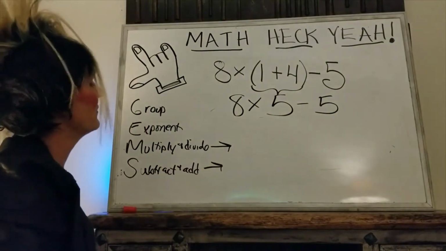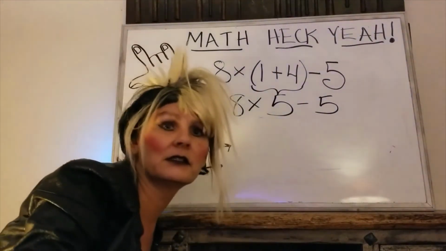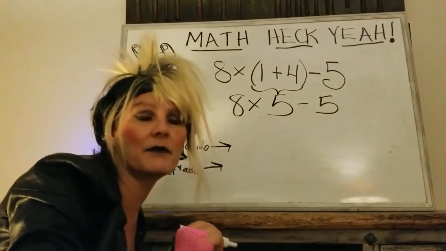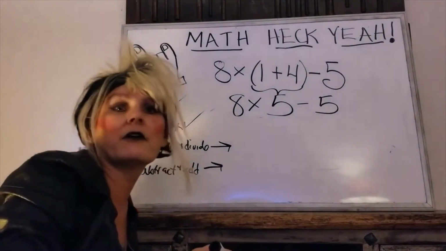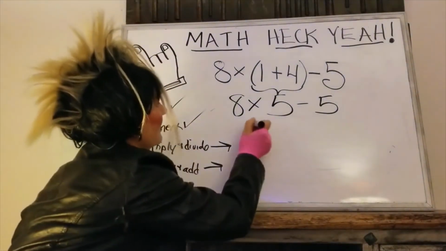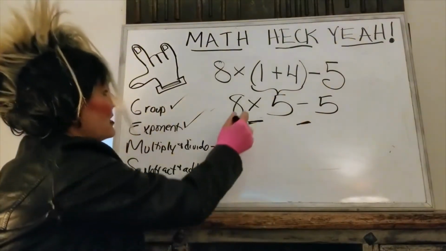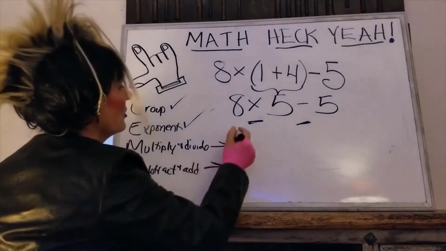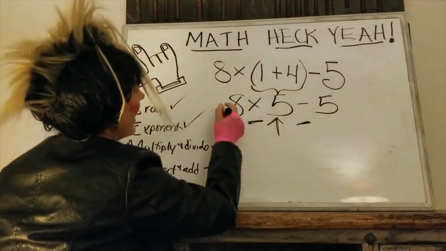Now we have 8 times 5 minus 5. So we did our group. We can check that off. Are there any exponents? That's that little number on top of the base number. No, so we can check that off. Is there any multiply or divide signs? That's a multiply sign. This is a minus sign. So yes, there's a multiply sign. So you look at the number before and after, and you do that.